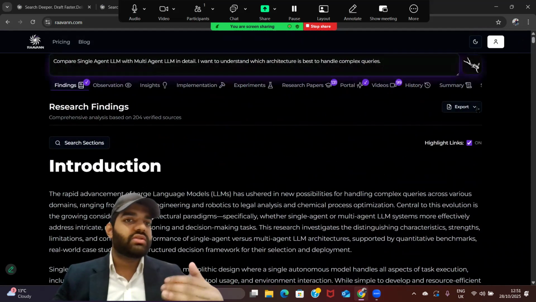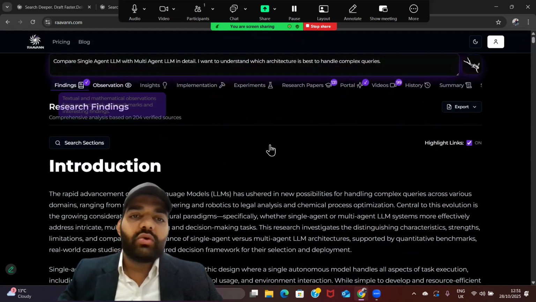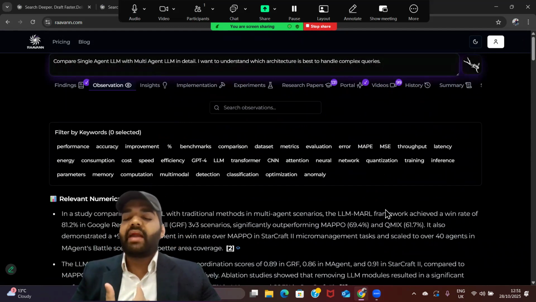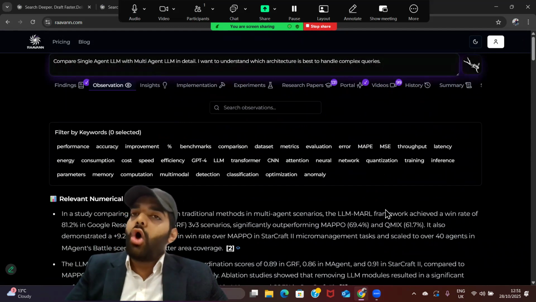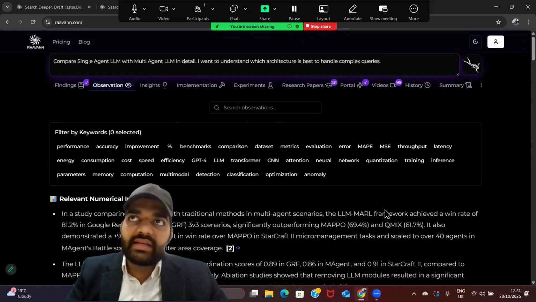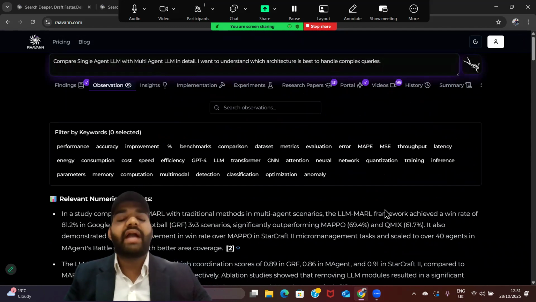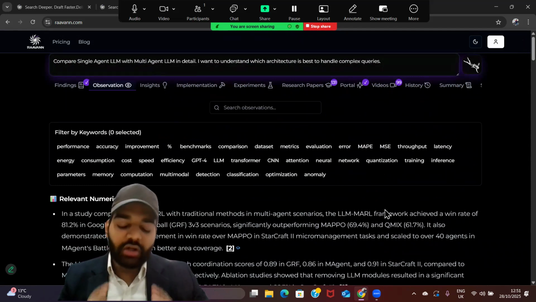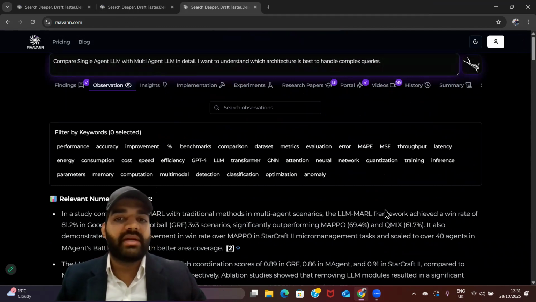This was the findings. Now we know that on this topic, multi-agent and single agent comparison, there were a lot of experiments executed by the researchers that they have not put on the internet, labeling them as experiments.